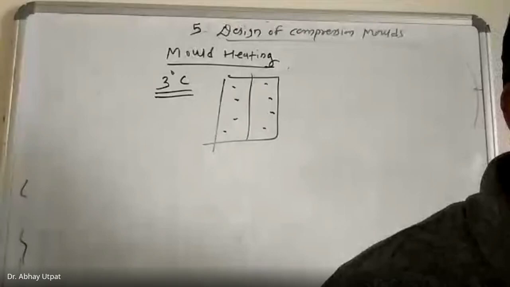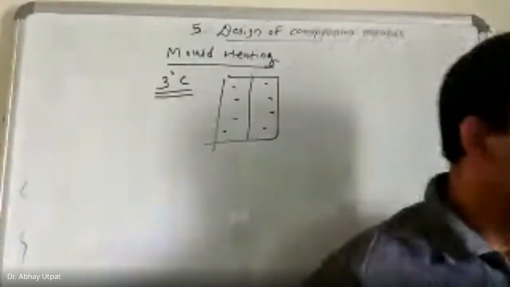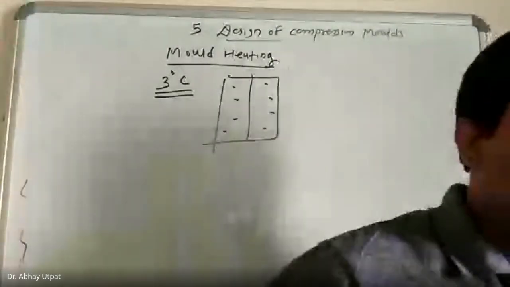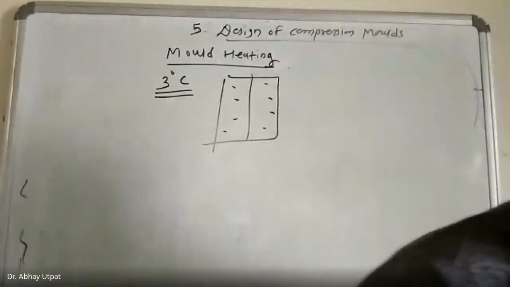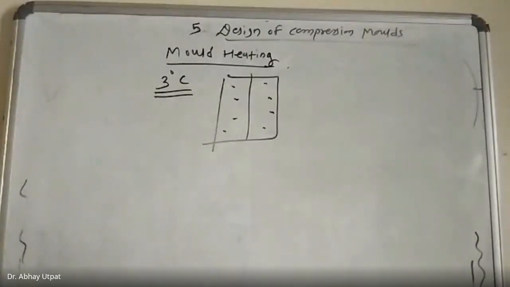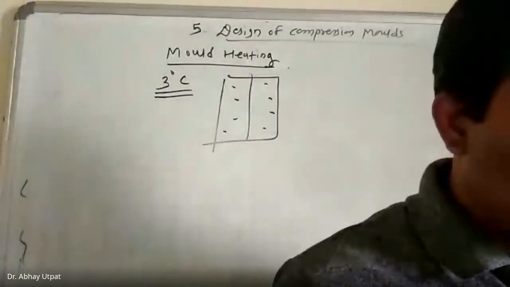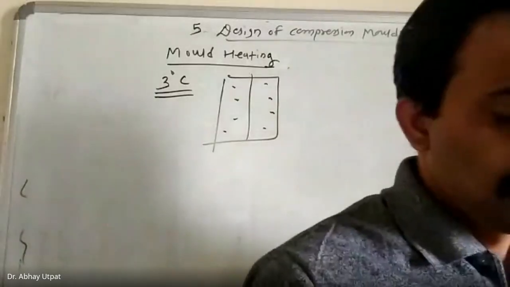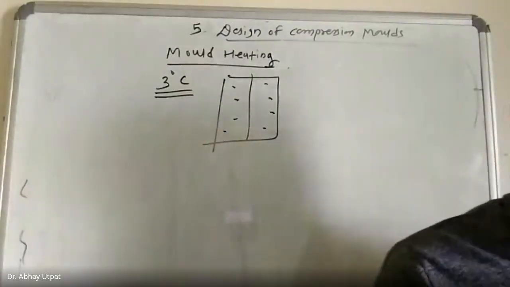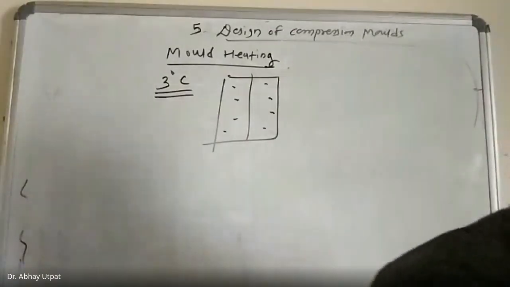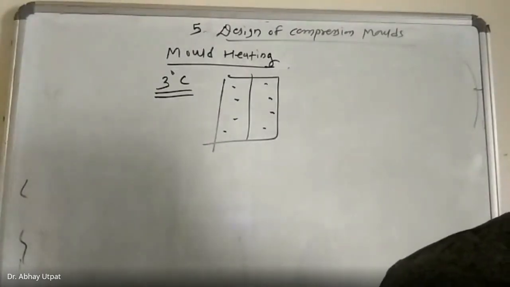Heating is carried out by oil or steam circulation. Sometimes electric cartridge heaters are also used.